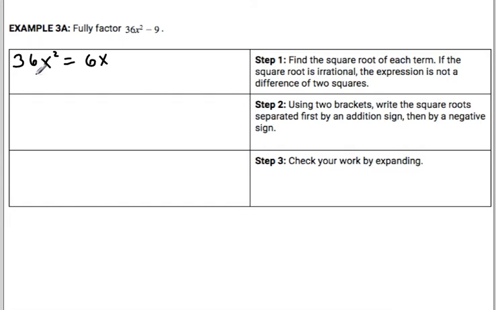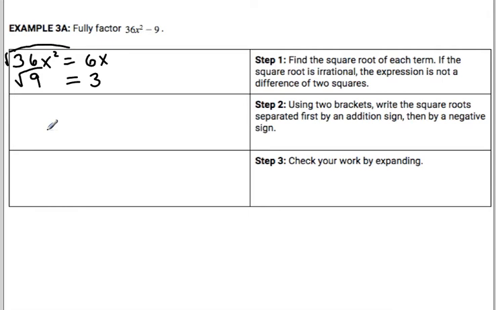If I look at my second term here, I've got 9, and we don't care about the negative for now. We know that every single difference of two squares has a negative, so we're not going to worry about that. But if I look at the square root of 9, that gives me 3. So I've taken my square roots of each term there.